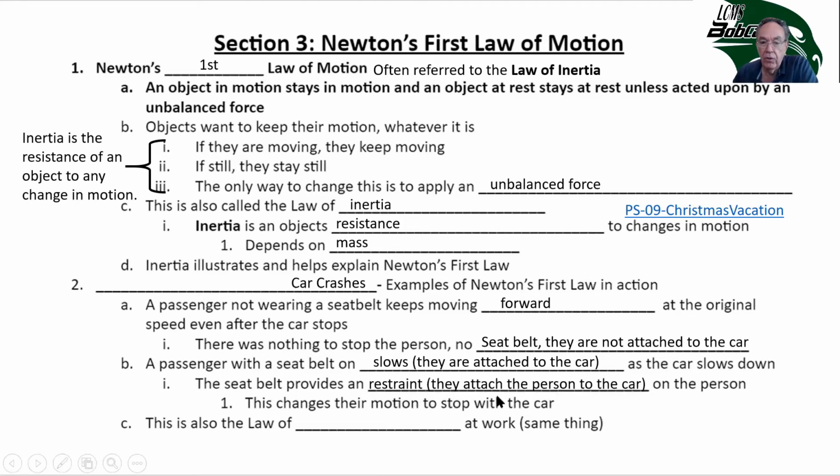The seatbelt provides a restraint. They're attached to the car and the person. This changes their motion to stop with the car. And as we said, this is an example of the law of inertia at work.